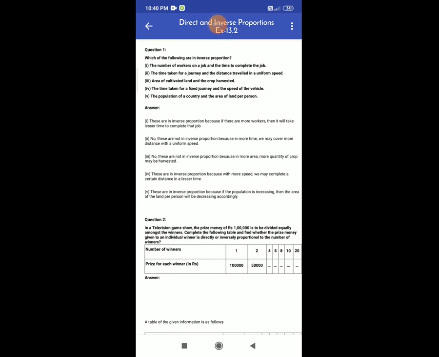Fourth case, the time taken for a fixed journey and the speed of the vehicle. These are in inverse proportion because with more speed, we may complete a certain distance in less time. And in the fifth case, the population of a country and the area of the land per person also show an inverse relation. They are in inverse relation because if the population is increased, then the area of the land per person will be decreased accordingly.